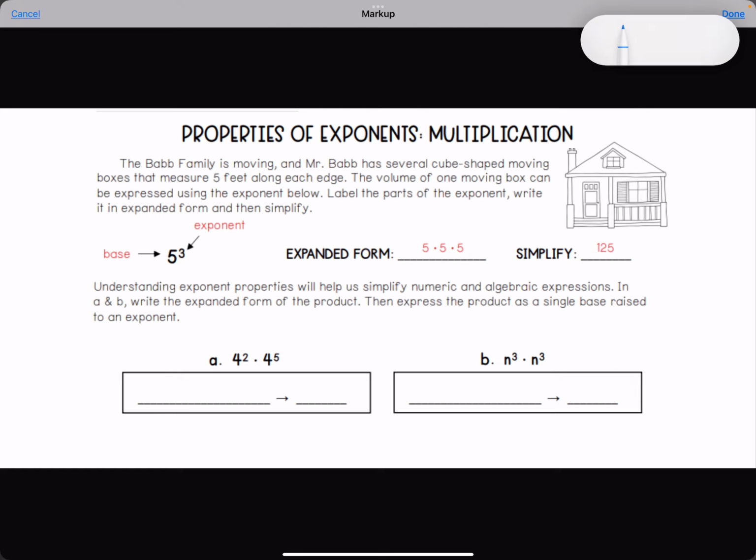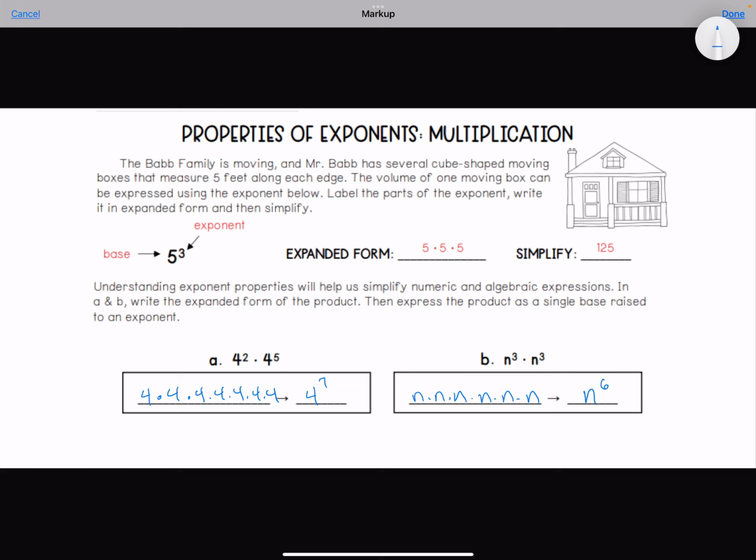So for A, I have 4 times 4 times 4 times 4 times 4 times 4 times 4. 1, 2, 3, 4, 5, 6, 7. So this becomes 4 to the 7th. For B, I have n to the 3rd, which is n times n times n, times n to the 3rd, which is n times n times n. So I'm ending up multiplying n to the 6th.